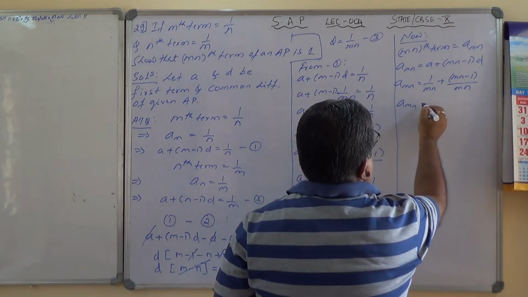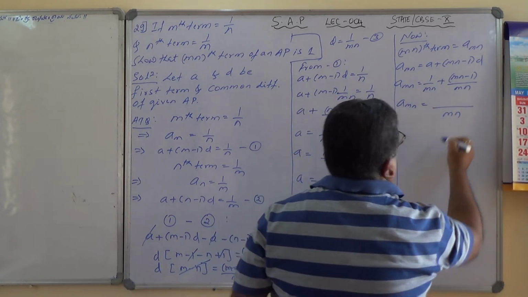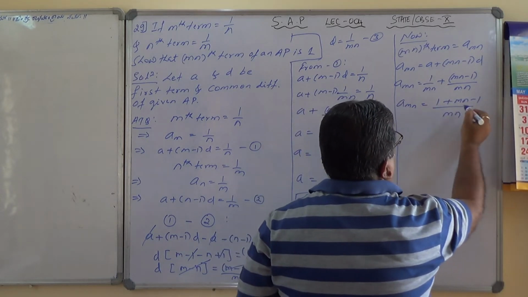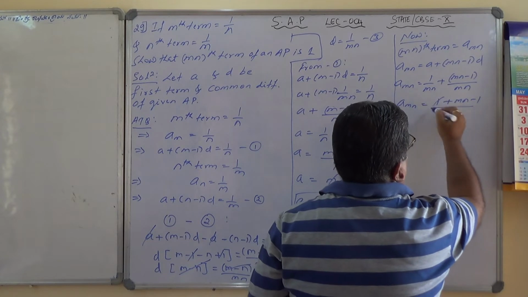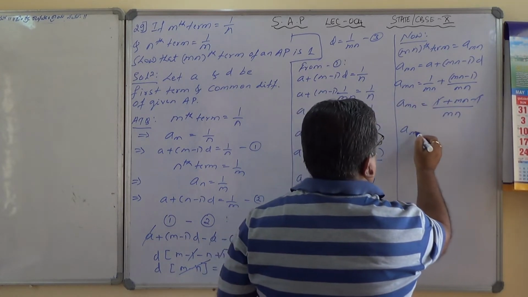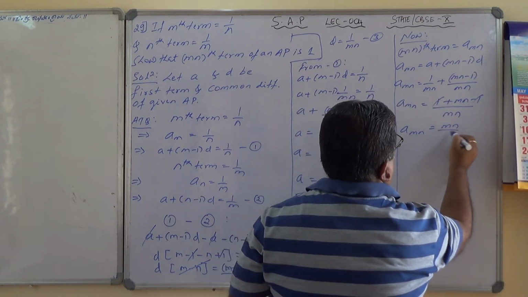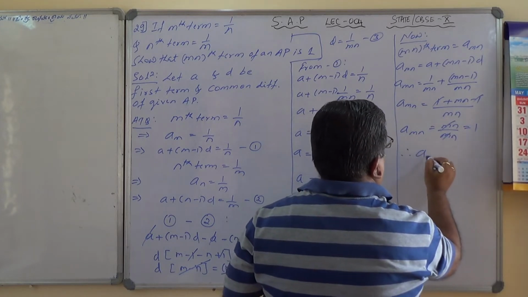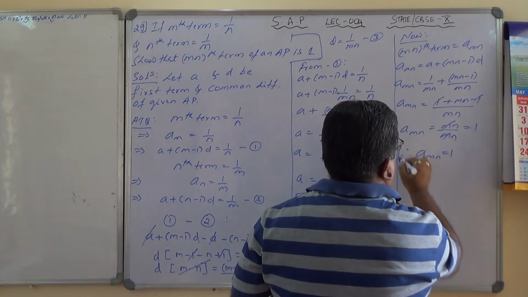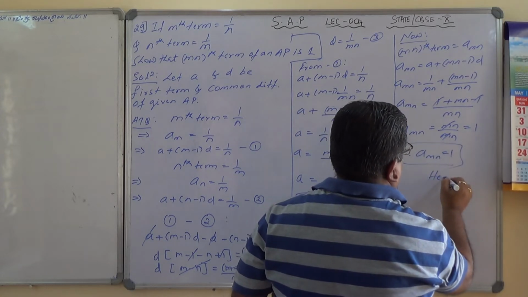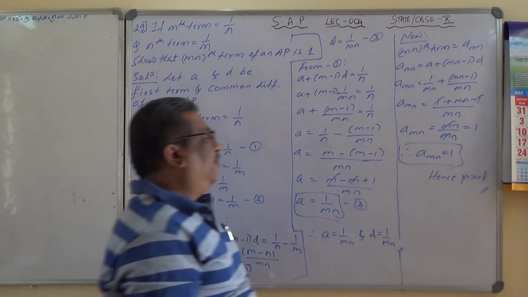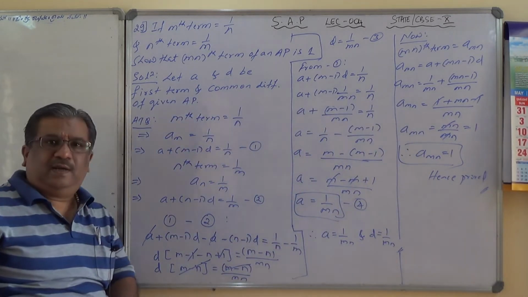So a mn equals, LCM I take mn, here it is 1 plus mn minus 1, so what will cancel? Plus 1 minus 1, mn equals mn by mn, which equals 1. Therefore a mn equals 1. Hence proved. I hope you are able to understand. Okay, note it down.